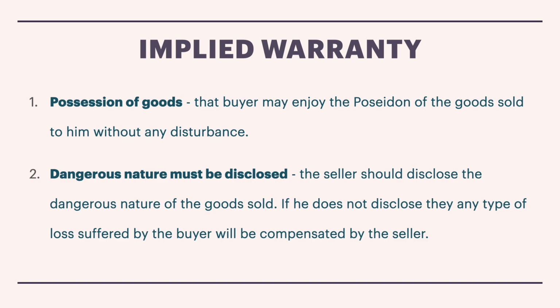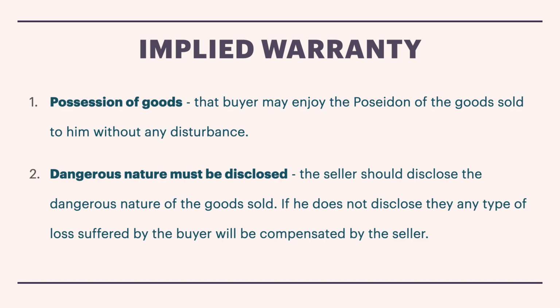Next, implied warranty. Possession of goods. The buyer may enjoy the possession of the goods sold to him without any disturbance. So let's say you're purchasing a TV from a Samsung showroom, and you agree, paying full cash or EMI, whatever that is, you're purchasing that particular commodity. Now, once you purchase, it is understood, right? Implied means something that is understood: that the TV is manufactured by the company Samsung and that you can enjoy that particular product.